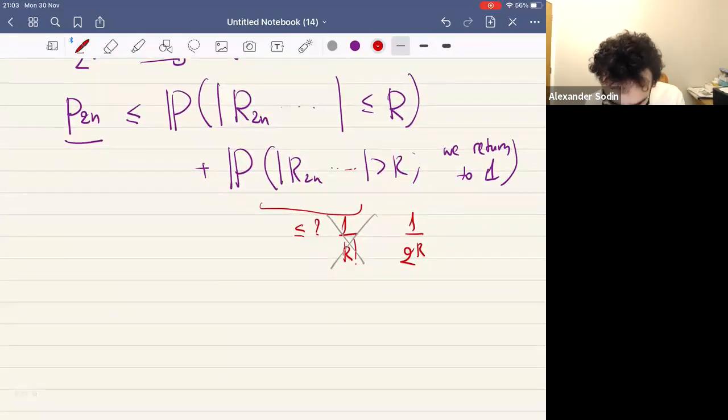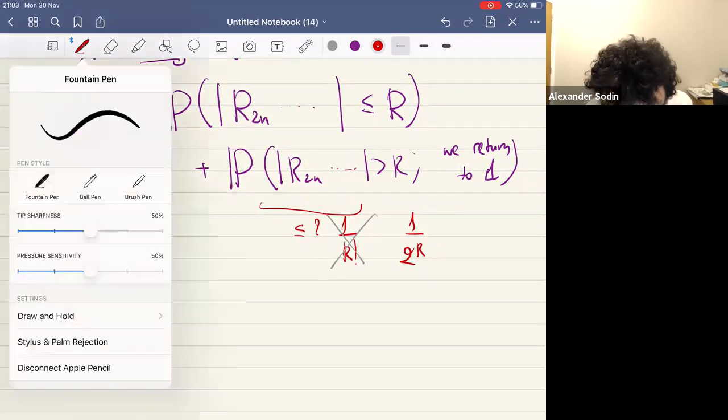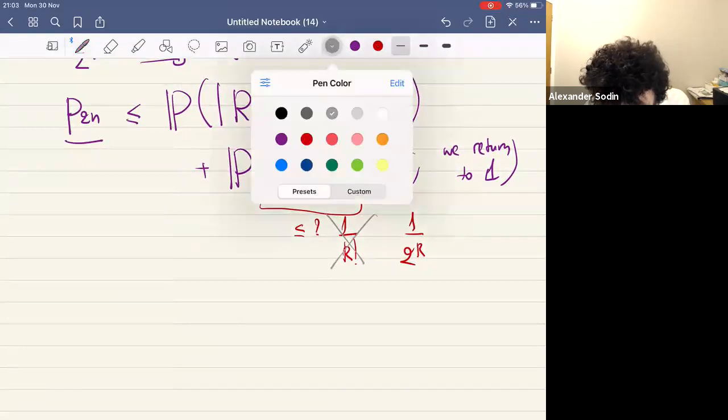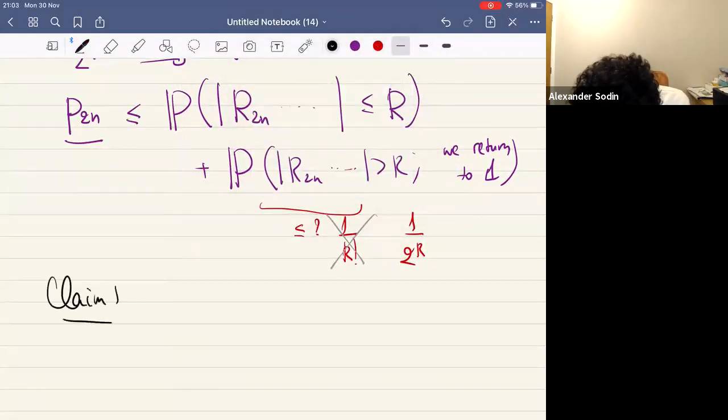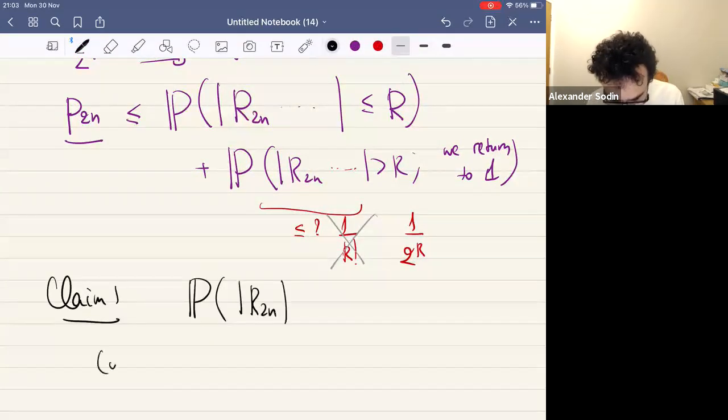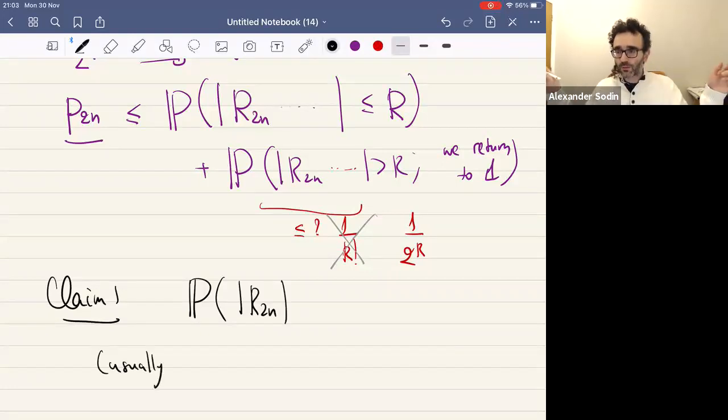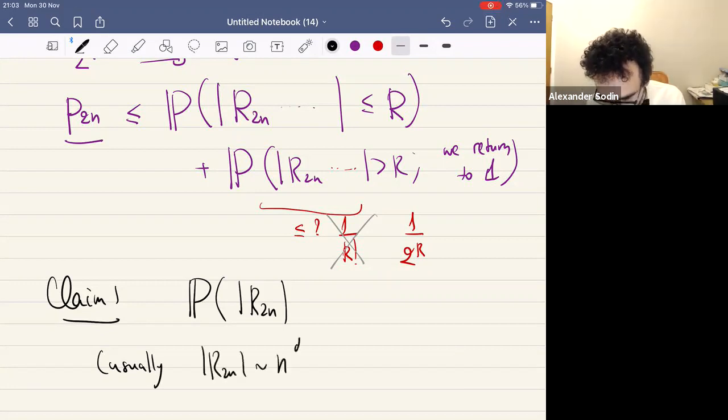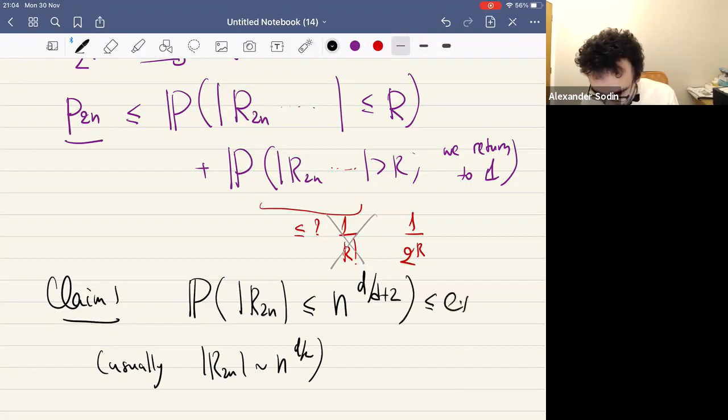Okay, let me now tell you some more details. So claim one: the range of the random walk is square root of n by square root of n, right? So usually the range should be of order n to the d over two. Now we ask, what is the probability that the range is less than n to the d over d plus two? So much smaller than this. And the claim is that this is exponentially small in the same quantity, n to the d over d plus two.